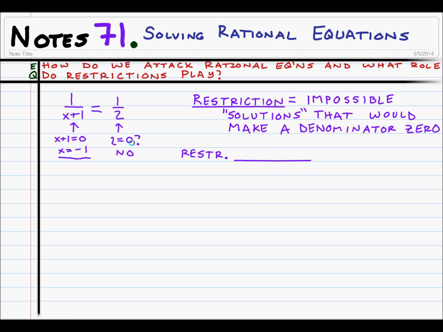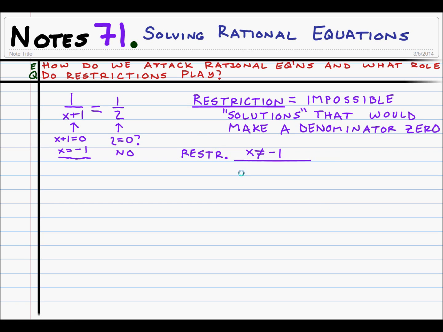So in this case, 2 never equals 0, so we're good. But on the left side, x equals -1 would make the left denominator 0. So for our restrictions, we write that x does not equal -1. And then in our mind, we think, well, it's because -1 would make the left denominator equal to 0. That's not a good thing.